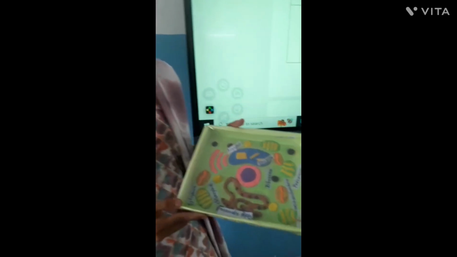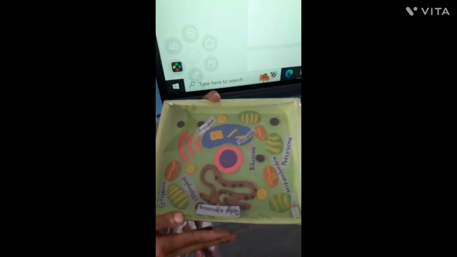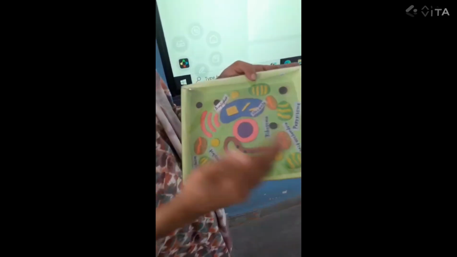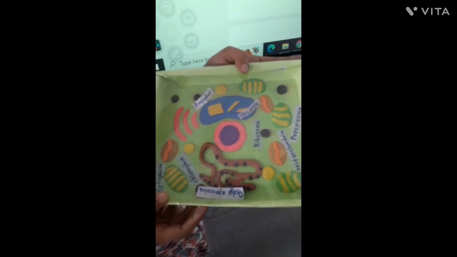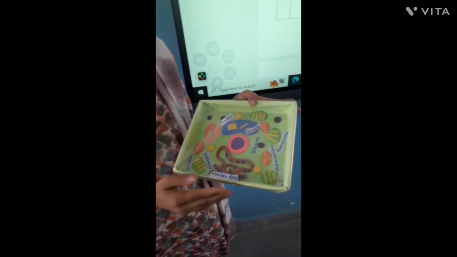Today I am going to present a model of a cell. It is made up of clay. It helps the student to learn about different types of organelles present in a cell. It is a plant cell. Here this is the cell wall, nucleus, and different types of cell organelles like mitochondria, ribosomes, Golgi body, plastids, etc.